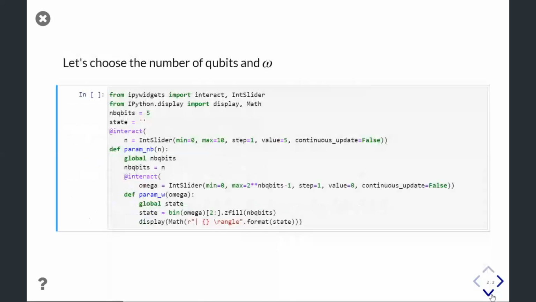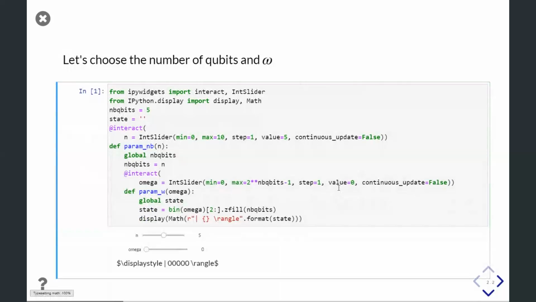So let's start with a simple initialization. In my simple initialization, we can play with the number of qubits. So let's say we are using six qubits. In that case, that means that for omega we have 2 to the power of 6 different possible values. That means 64 values, and I can choose any of these 64 values between 0 and 63.